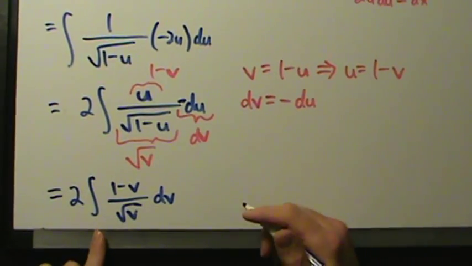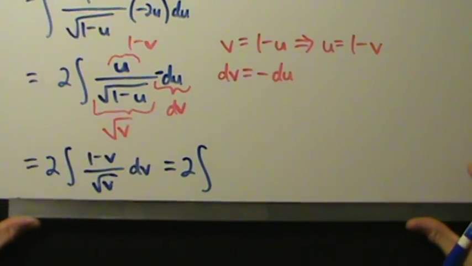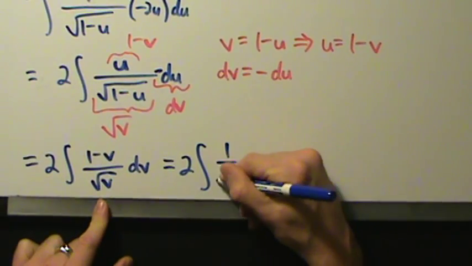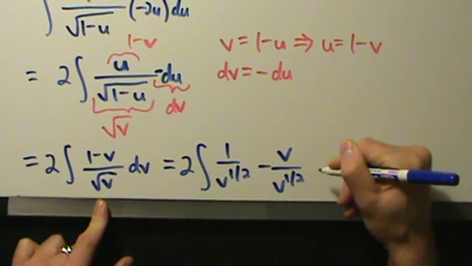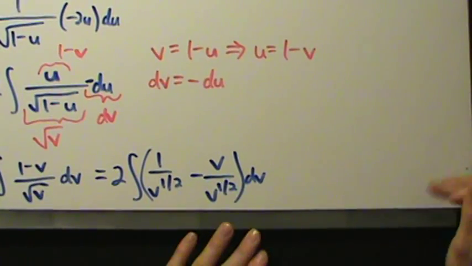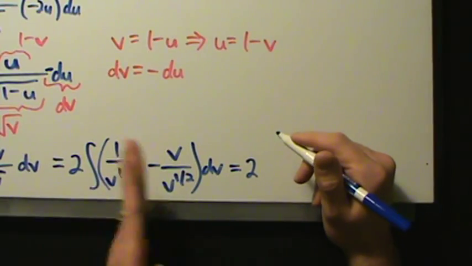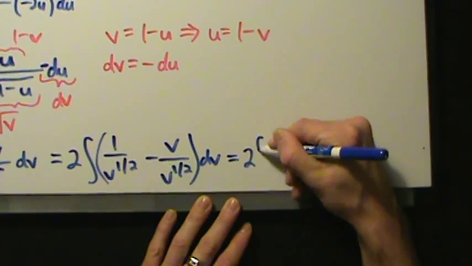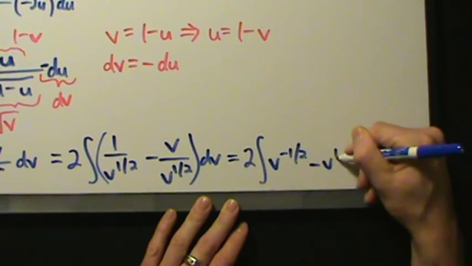Because now we can split this up into two fractions. So this is going to be 2 times the integral of 1 over v to the 1/2 minus v over v to the 1/2 dv. I've got to have these parentheses here. So all we did here was split it up into two fractions and write it with fractional exponents. So now this is going to be 2 times the integral of v to the negative 1/2 minus v to the positive 1/2.